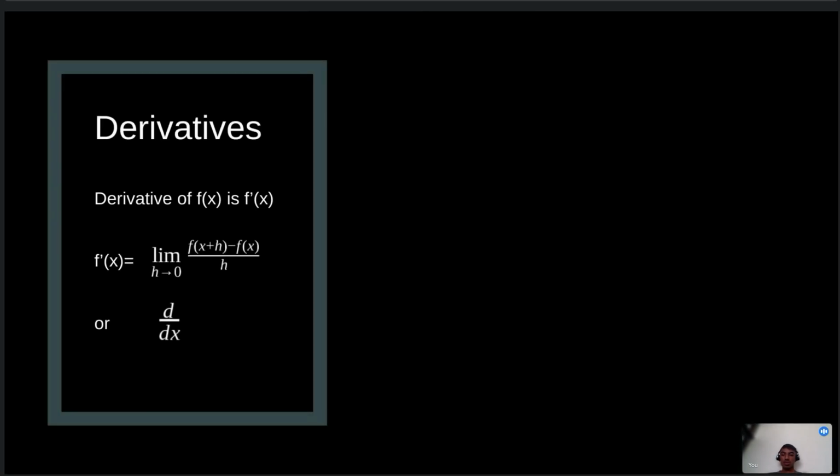Before we start, the notation I'll be using: the derivative of f of x is f prime of x. f prime of x means take the limit as h goes to 0 of f of x plus h minus f of x, divided by h. This is saying that as the difference between x plus h and x goes to 0, the slope will approach a certain value. This is just a slope formula, condensed.